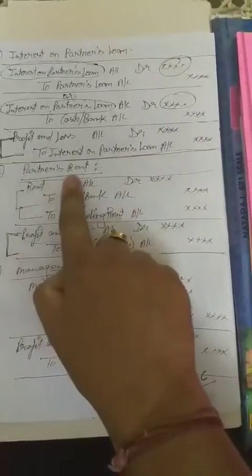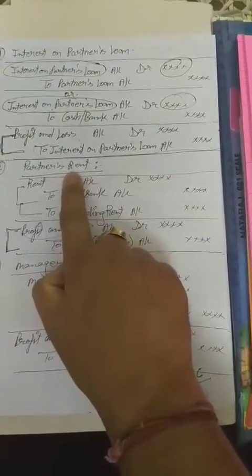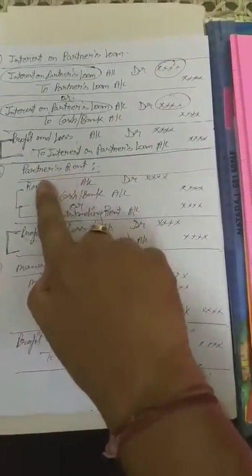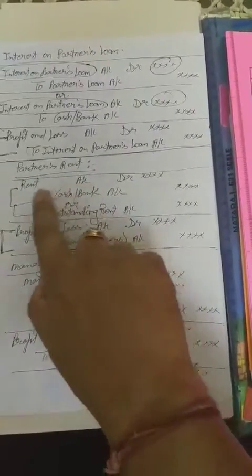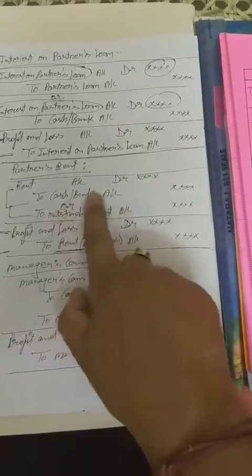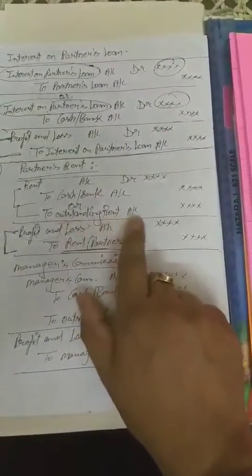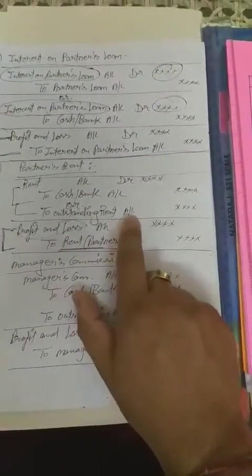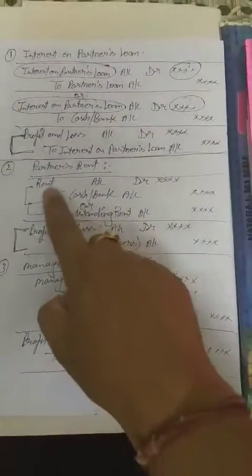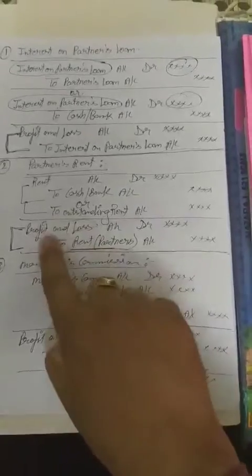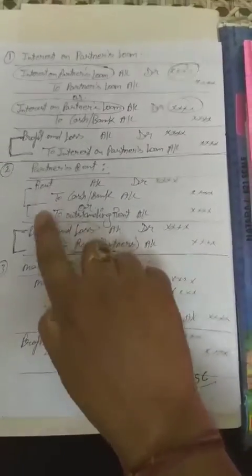Similarly, if the firm paid rent to the partner, how will it be treated in the firm's account? Rent account debit to cash, or it may be outstanding, so to outstanding rent account if it is not paid in cash at the time. This rent is also transferred to the profit and loss account.